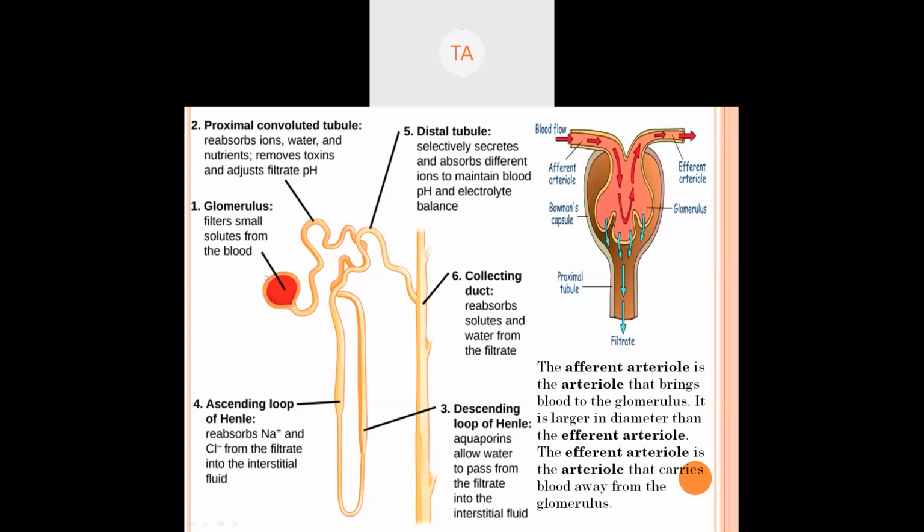What happens in PCT? All the filtrate particles, whatever you got now, like RBC, then molecules like proteins, it will all come into this PCT, all the filtrate portion. And this filtrate part, what will they do? They will reabsorb ions, they will reabsorb water, nutrients, and they will remove toxins. And they will adjust the filtrate pH. pH means power of hydrogen, that is, in the power of hydrogen you will be getting acidic, basic, and the neutral point is 7. So these things happen in PCT, that is the proximal convoluted tubule.